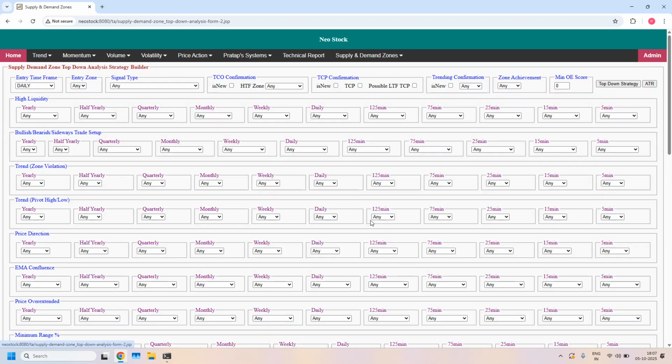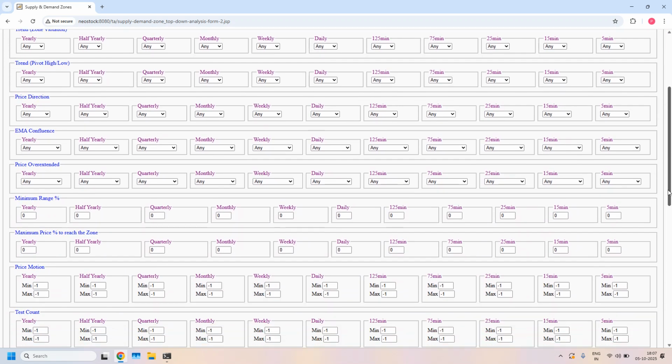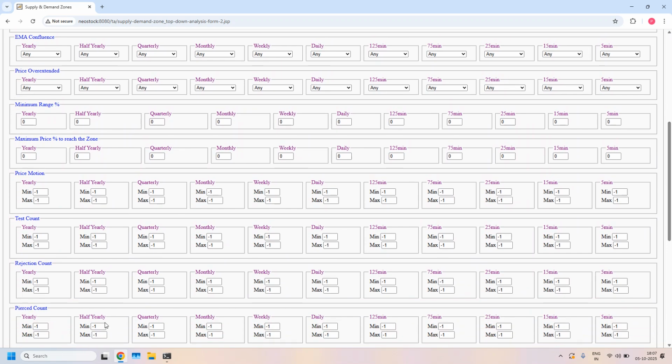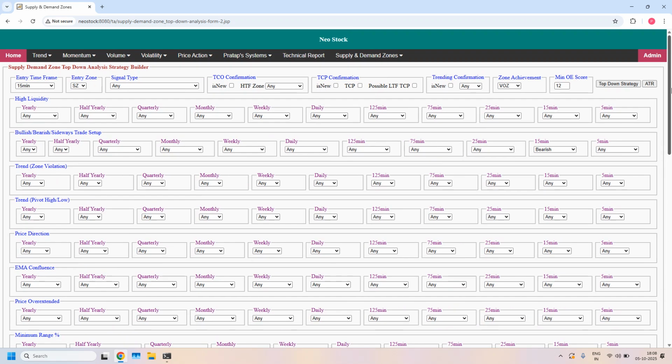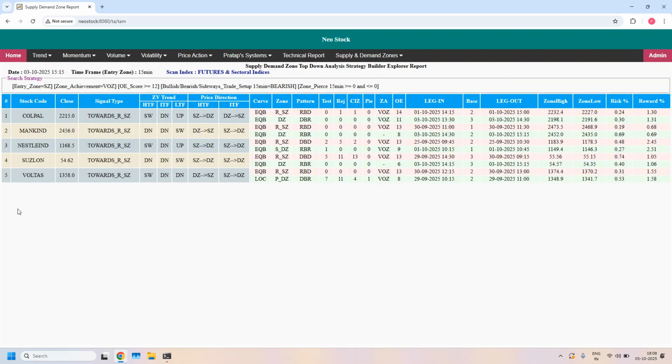Next, the bearish trade setup for daily income trade. Entry time frame 15 minutes. Entry zone, supply zone. Bullish or bearish at 15 minutes. I am selecting bearish. Zone achievement violated opposing zone. Minimum order enhance score 12. And also the 15 minutes supply zone should not be pierced. So in the pierced count parameter at the 15 minutes time frame, I am setting minimum value 0, maximum value 0. With these filters, we got 5 stocks.